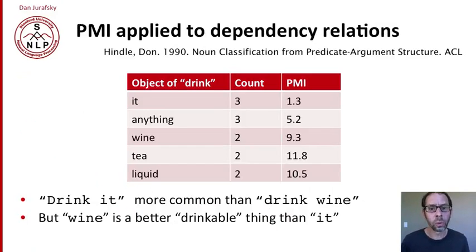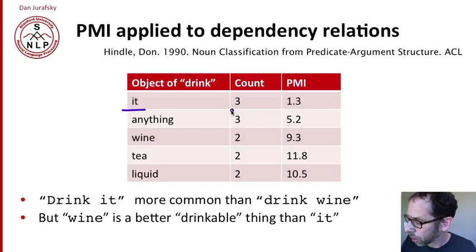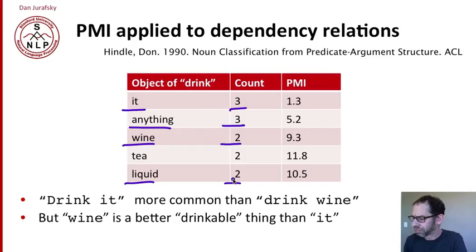And just as we saw with word counts, we can use PMI or PPMI on our dependency relations. So the intuition comes from early work by Don Hindle. If I count in a corpus and I parse the corpus and I see that the verb drink has the object it 3 times, and it has I drink anything 3 times, I drink wine twice, I drink liquid twice, and so on. Well, drink it or drink anything are in fact more common than drink wine. But we'd like to say that wine is a more drinkable thing than it.